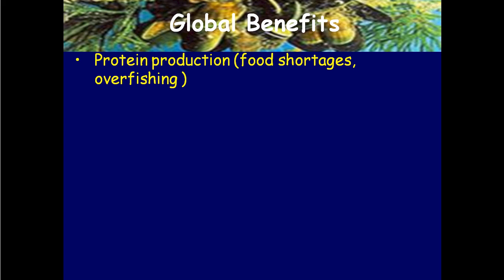Okay, protein production, food shortages, and overfishing. In terms of overfishing, we may be able to increase fisheries production by releasing juveniles. And also, as we've talked about before, there is going to be a shortfall if the population of humans keeps increasing, in terms of the demand for seafood versus the supply that we can possibly take out of the ocean.